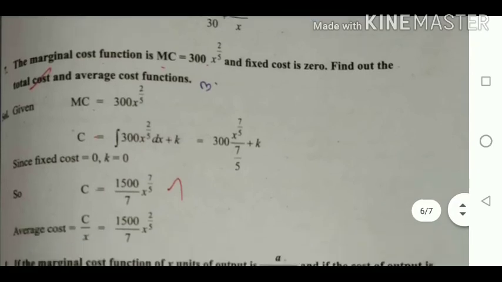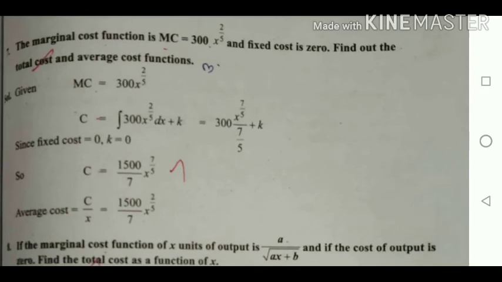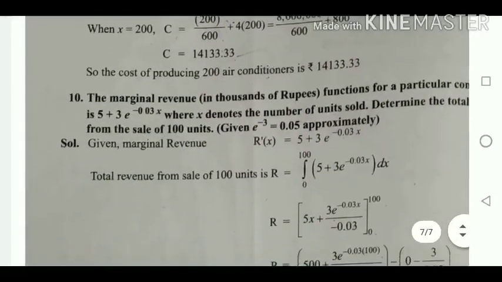If marginal cost is given. Then the marginal cost function MC is equal to 300 x power 2 by 5 and fixed cost is 0. Find out the total cost and average cost function. Here also MC is given. If you integrate this, you are getting the cost. Then the fixed cost is 0 means put k equal to 0. You are getting the total cost. If you divide it by x, you are getting the average cost. The same model. Okay. Now we are going to see the next model sums.